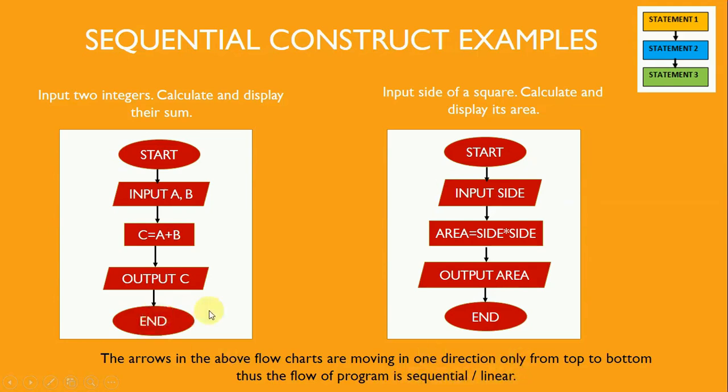In this type of flowchart, the flow of the program is always sequential or linear. There is no branching anywhere. This type of flow is called sequential.